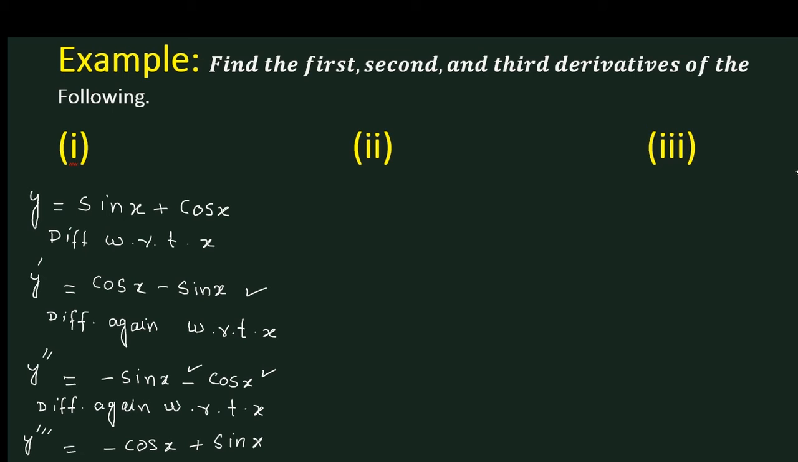We are taking another example. In this example, I am writing y equals x to the power 4. I am taking a very simple example. When we take the first derivative, we differentiate with respect to x, and y prime is equal to the derivative of x to the 4, which is 4x cube.